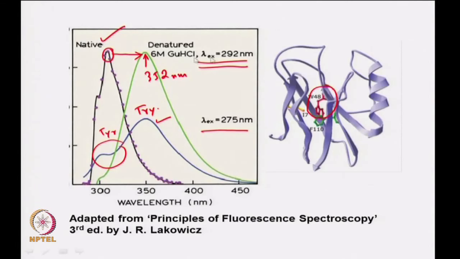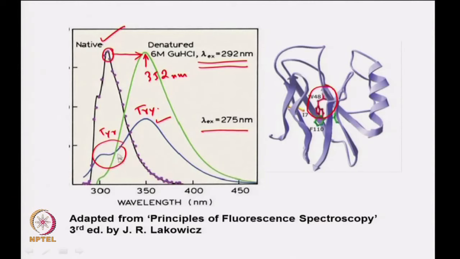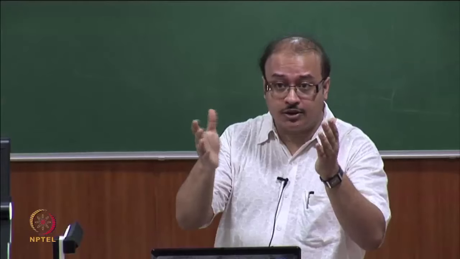So, that is why if you look at the comparison of lambda excitation equal to 292 nanometers as compared to lambda excitation equal to 275 nanometers, that means we are exciting at 275, where tyrosine also has appreciable absorbance. Same for tryptophan. So, you will see the tyrosine emission coming out close to 300, and then also tryptophan, which is still there. Okay. So, this is kind of where we had stopped in the last class, right?